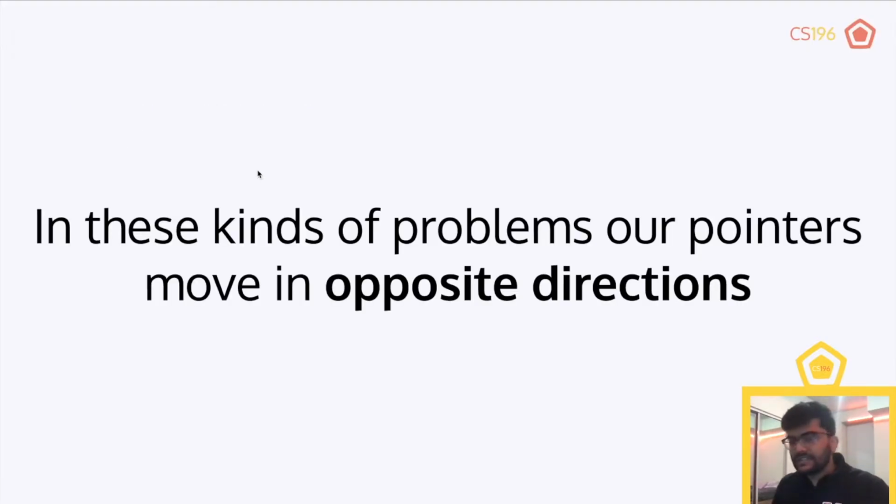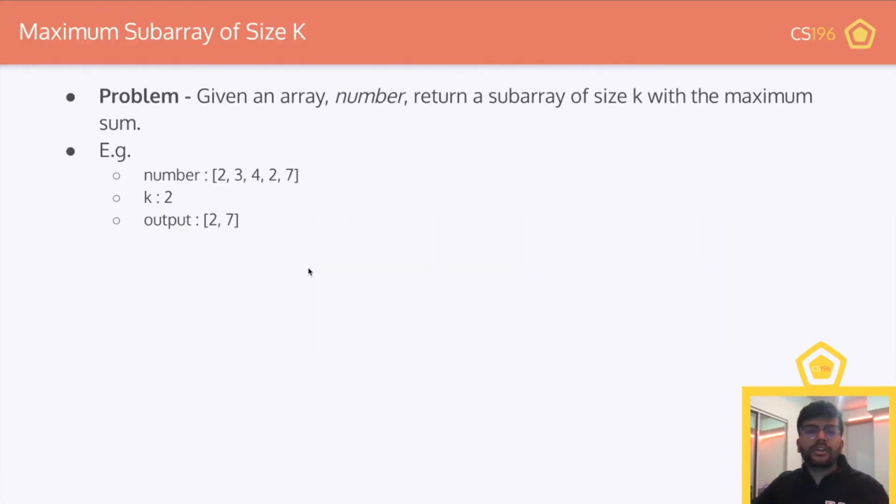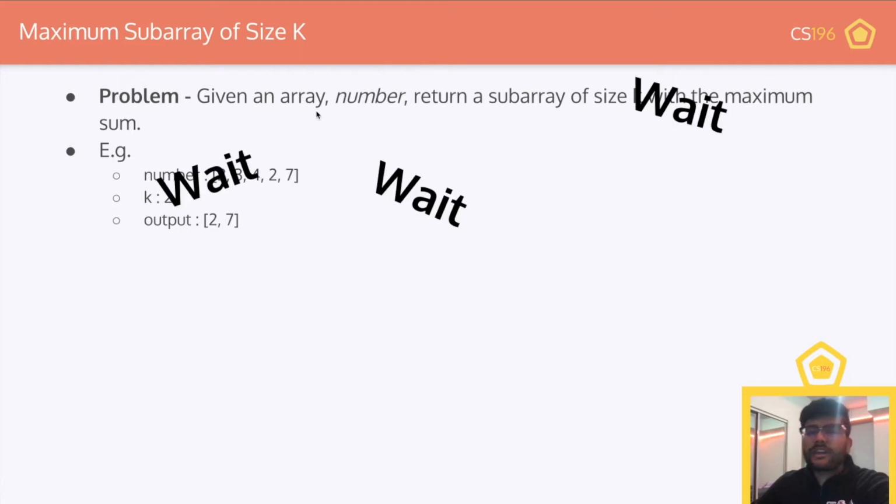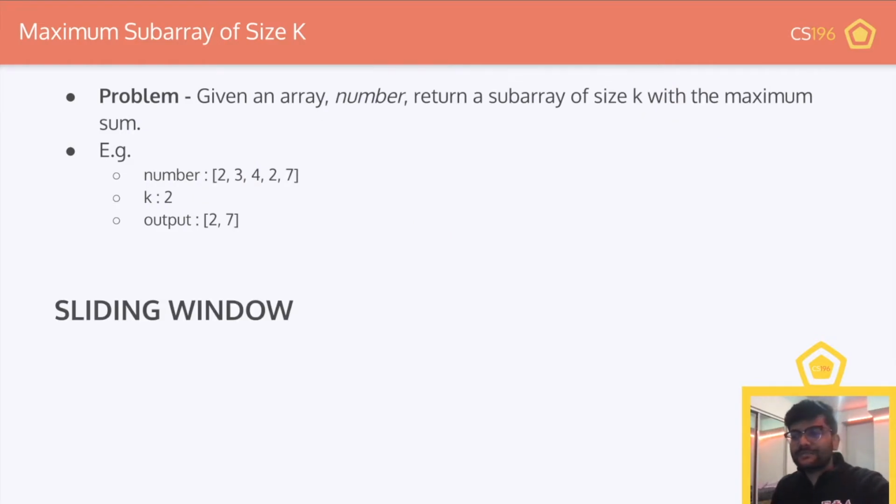So let's actually take a look at a problem where our pointers move in the same direction and how we're going to use that. So let's look at this problem. It's called maximum subarray of size k. Given an array called nums, return a subarray of size k with the maximum sum. Okay, let's just back up for a second. Didn't we do this exact problem with Sammy? Isn't this literally just a sliding window problem? And yes, that's exactly what it is. Sliding window and 2-pointer basically go hand in hand because keeping track of an actual window essentially means keeping track of the start pointer and the end pointer. And these 2 pointers move in the same direction.